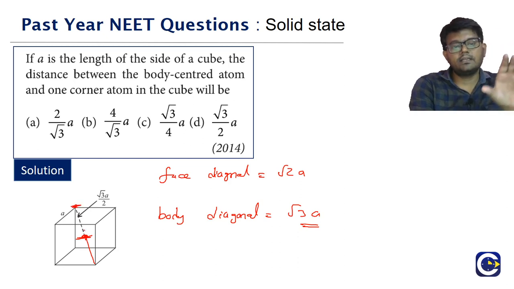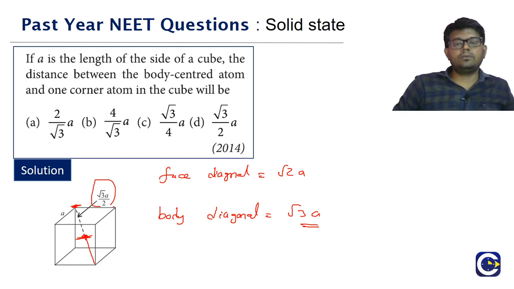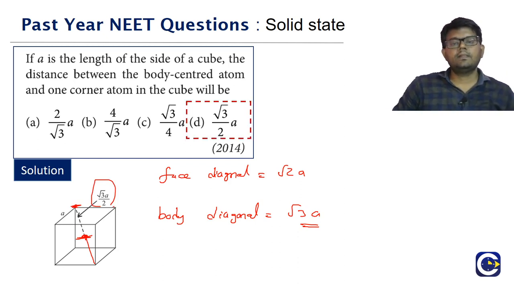Half of the body diagonal. The distance from the body center to one corner is going to be root 3a by 2. So what is the answer for this? Option D, which is root 3a by 2.